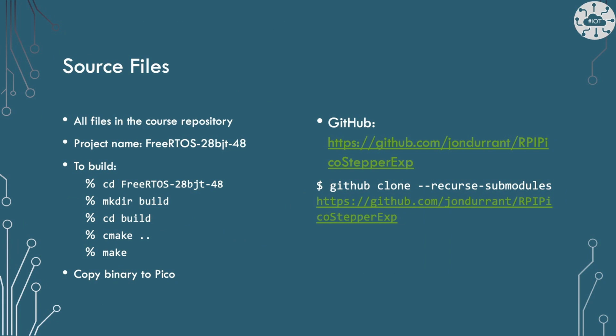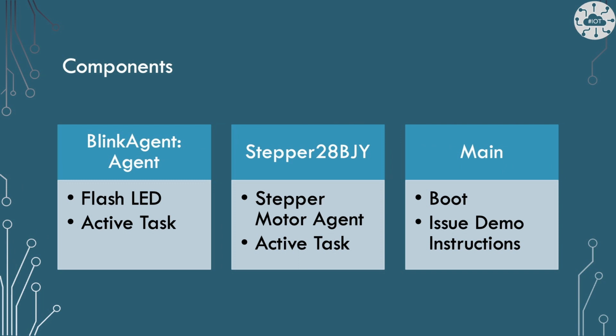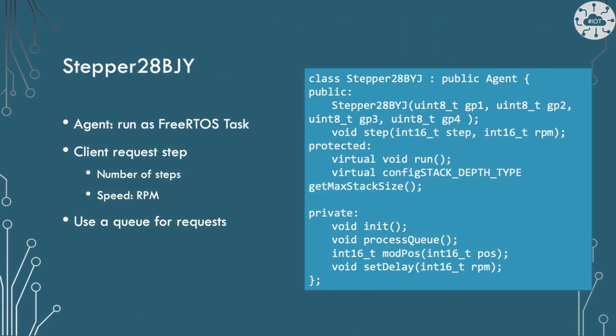The code for this example is in the folder FreeRTOS 28BJT48. This will use the same build process. I'm going to build 3 components for this example. Blink agent will be an active task to flash the LED. If you've seen my FreeRTOS course on Udemy, then I am explaining the full details on how this works within that course. The stepper class will also be an active task and will manage the stepper motor. Finally, main will boot up FreeRTOS and then go through a set of instructions for the motor to rotate clockwise, then counterclockwise.